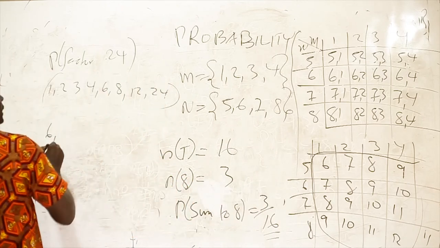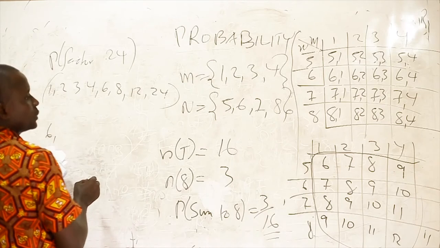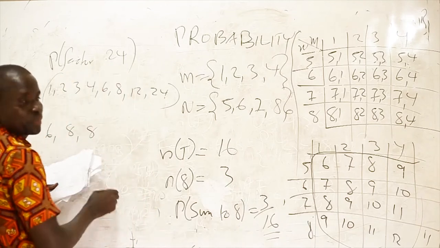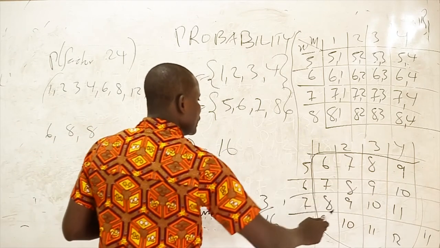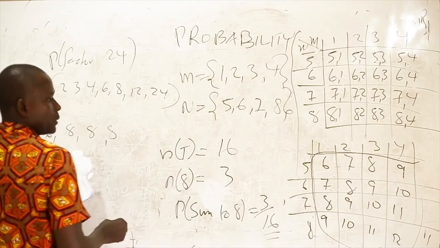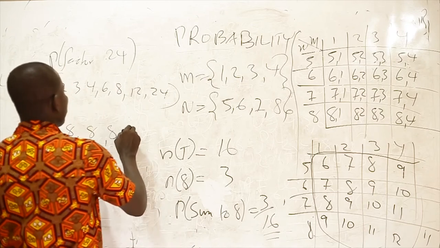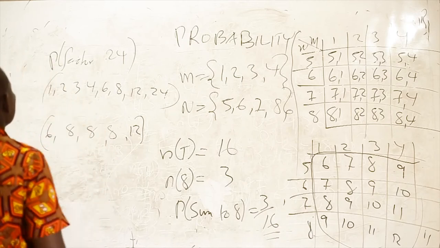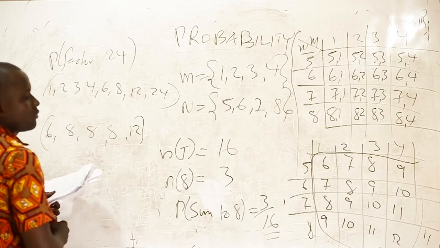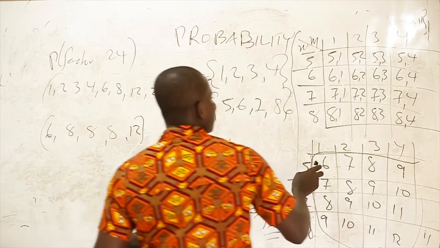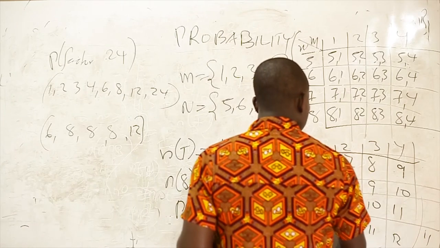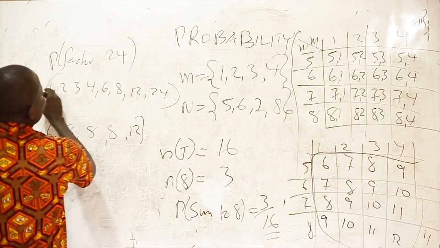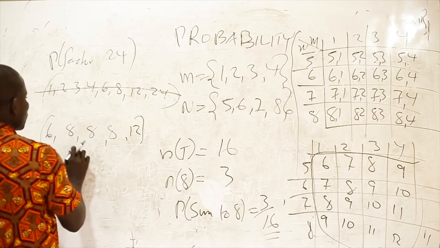So, factors of 24, let's check. We have 6 is part. Then we are seeing an 8 in the first row. Then here, I'm seeing another 8. There are two different 8s here, then another 8. Then I'm seeing 12. So how many are they? 5. Are you getting the point? So if I look at it again, I'm having 6, 8, 8, 8, 12. This one we just use to cross-check.